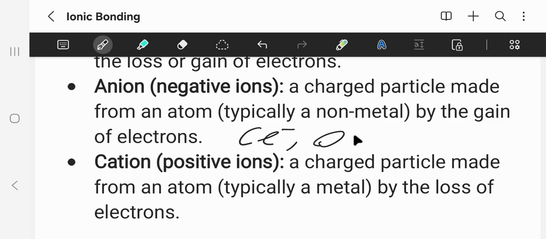Another example would be oxygen. Oxygen would be O2 minus. This is a non-metal and it needs 2 electrons. So the one that receives the electrons is going to be negatively charged, and the ones that lose electrons are going to be positively charged. So these are the examples of our anions. They are the ones that gain electrons.